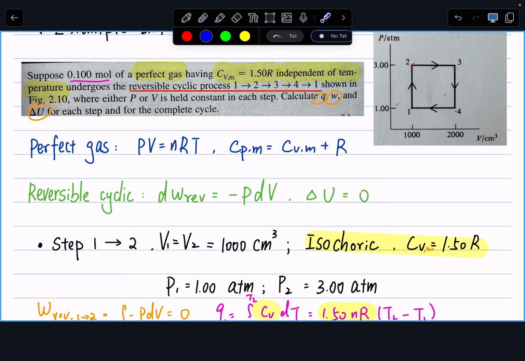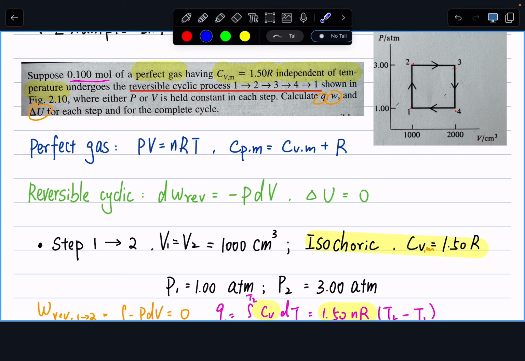And imagine now we're talking about process 2 to 3. Now we have an isobaric process. So naturally, for this process, when you calculate the QP, you must use the isobaric heat capacity. So it's more like observing the question and knowing what property to use.